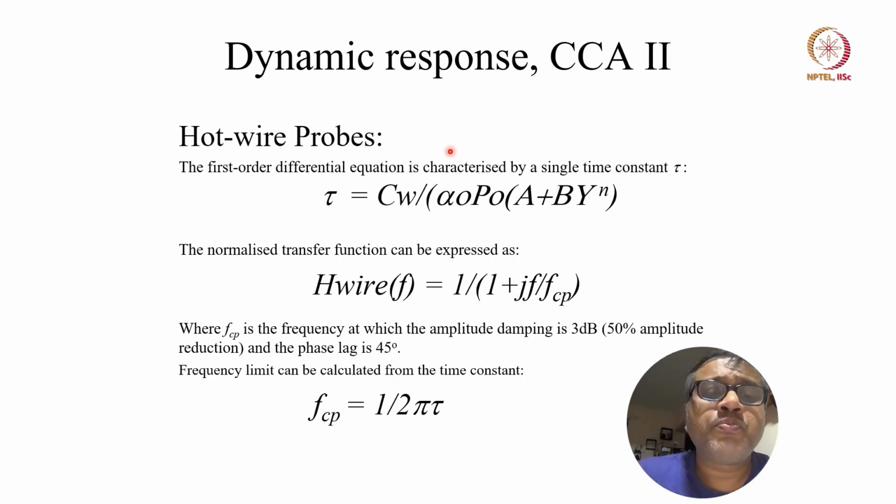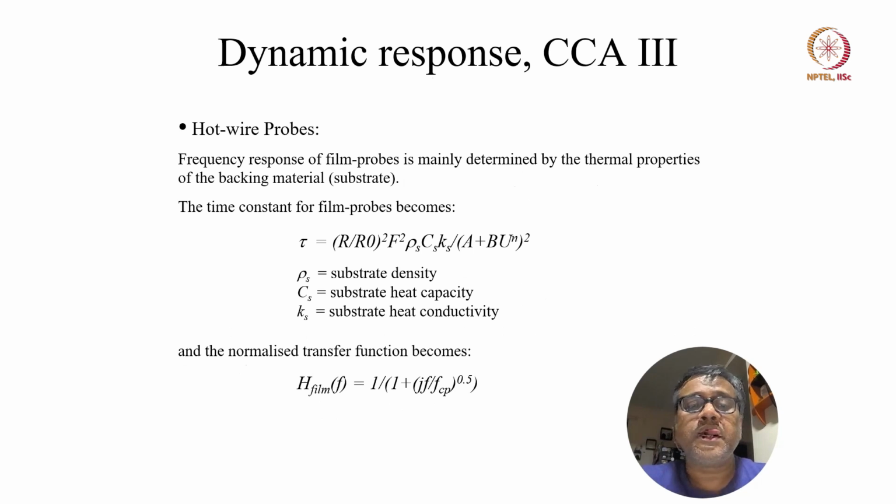In the hot wire probe, the first order differential equation is characterized by a single time constant, tau. The normalized transfer function can be expressed like this, where FCP is the frequency at which the amplitude damping is about 3 decibel, which is a 50% amplitude reduction with a phase lag of 45 degrees. This frequency limit can be calculated from this particular time constant. So this is the dynamic response of the hot wire.